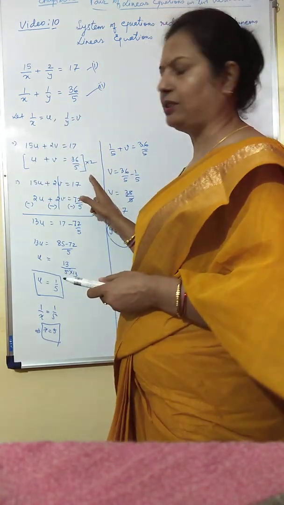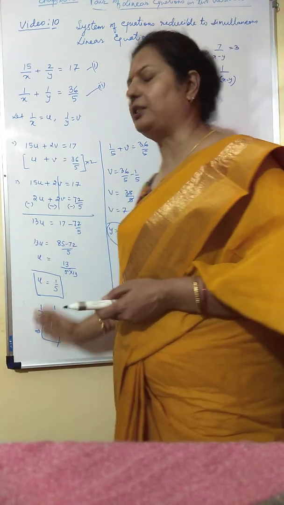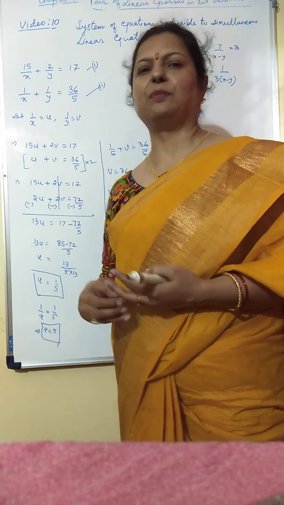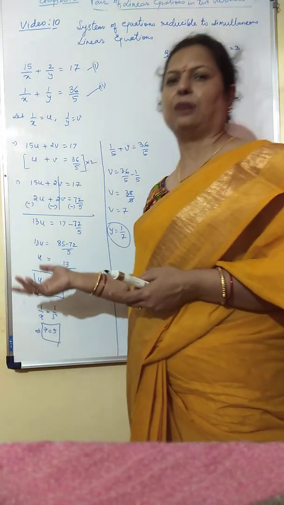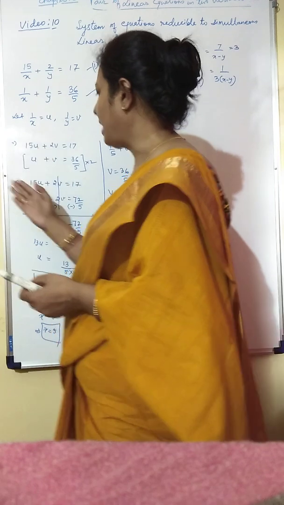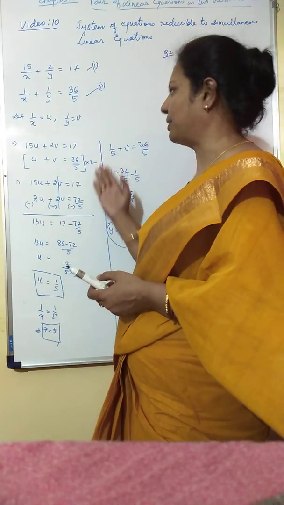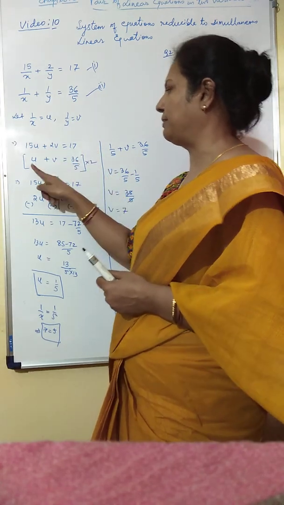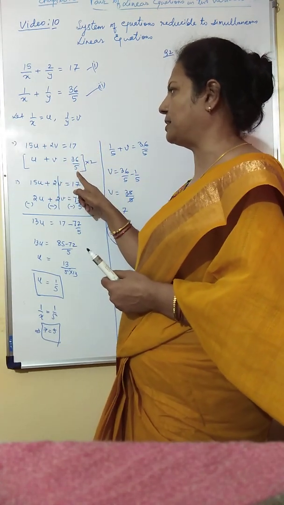Now once these equations are reduced to linear form, then you can use any one of your favorite methods, elimination, substitution, cross multiplication, any one of the methods that you have already learned to solve it. I have used the elimination method here, you can see for yourself. Now here we get 15u plus 2v equal to 17, then u plus v equal to 36 by 5.